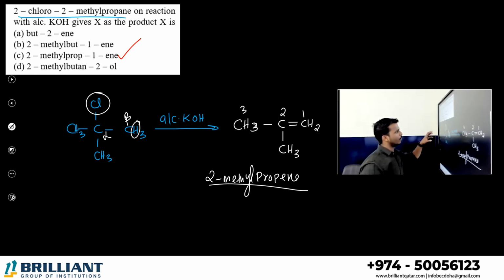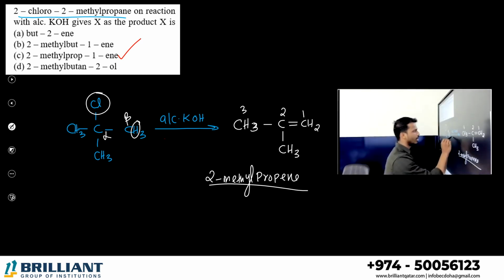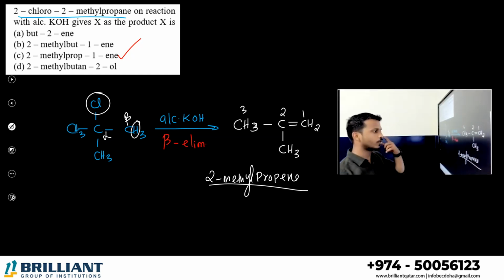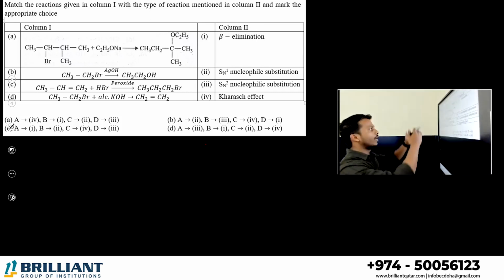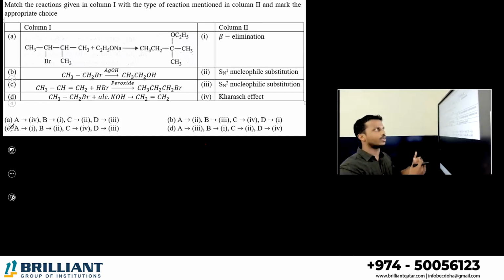Alright. So the compound on alcoholic KOH will undergo beta elimination. It will give you 2-methyl propene as the major product. Okay, dear all, next question. It's given again column 1, column 2, identify. Left side they given some of the reactions, right side they given the name of the reaction. Let's identify the first one, check it out.